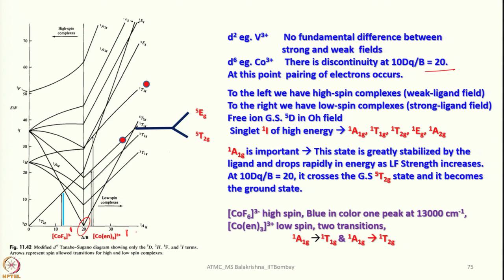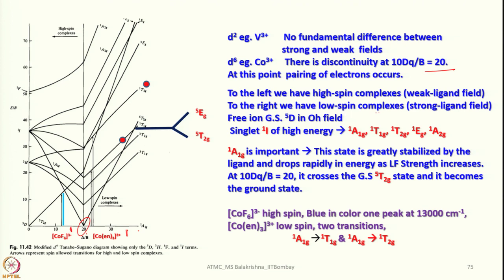As a result, the one which was the ground term becomes an excited term. So now we can see here, this 5T2g comes up here. And instead, this 1A1g becomes the ground term here, once after crossing this value. So one should look into it carefully in all TS diagrams. I am explaining only one example here.